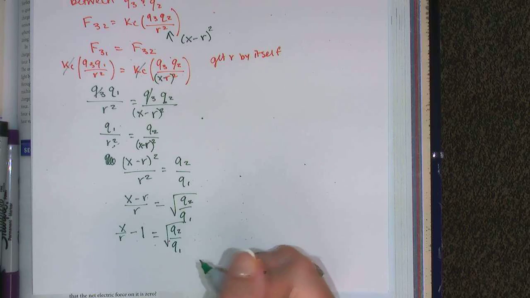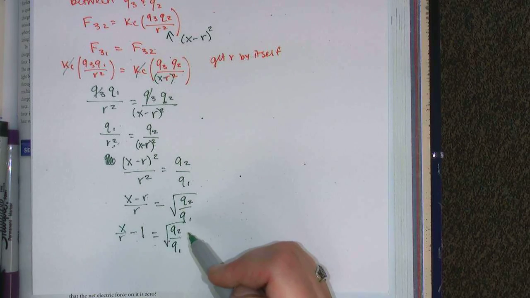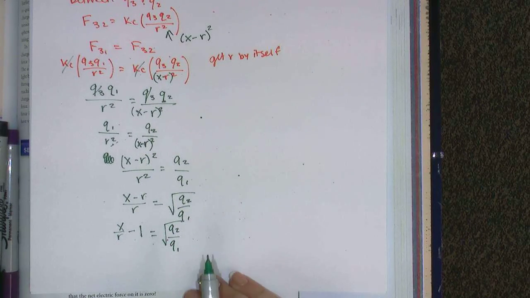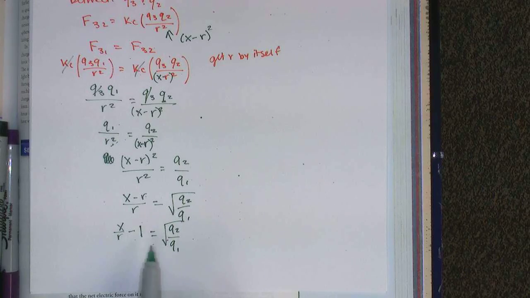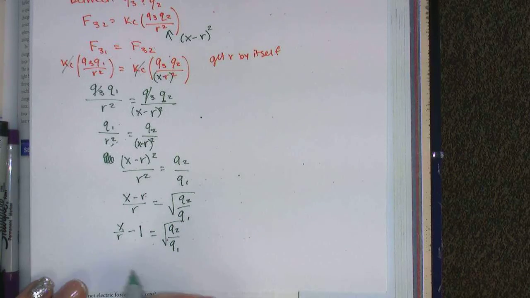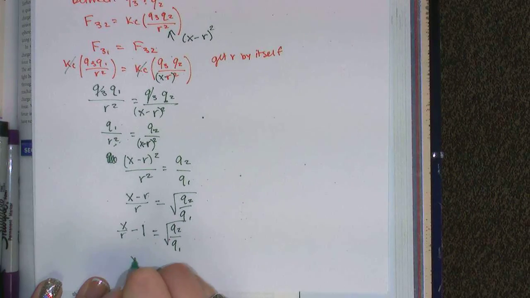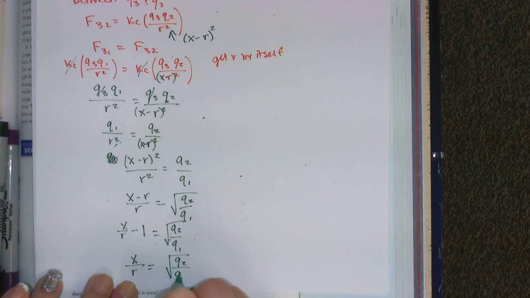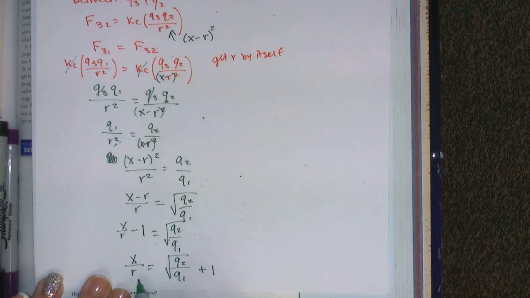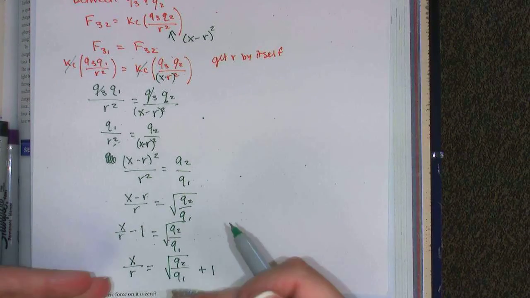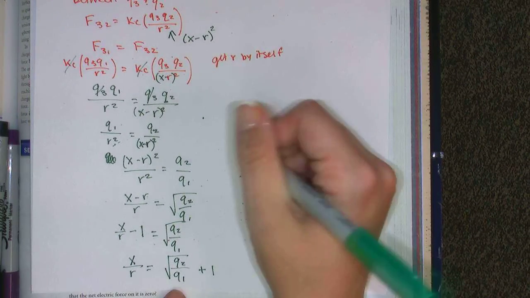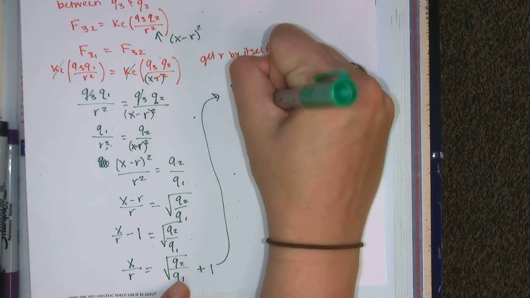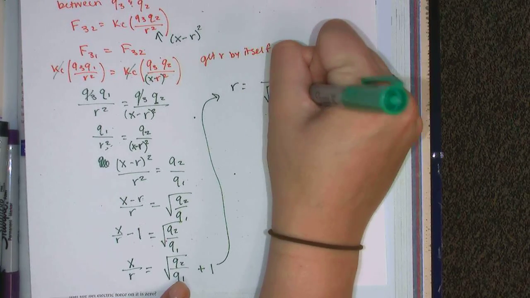And then I can add the 1 over, and then I can flip everything over. So I'm going to take this and flip it to the bottom and put the X on top. Here, let's just do this step by step. X over R is equal to the square root of Q2 over Q1 plus 1. Because I want to solve for R, I'm going to take everything and flip it. So R is equal to X over the square root of Q2 over Q1 plus 1.